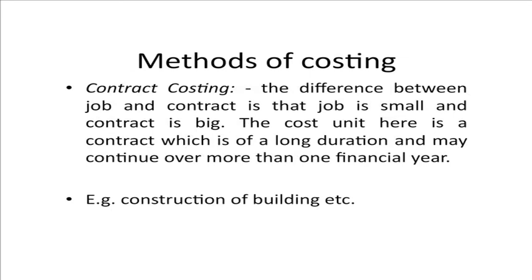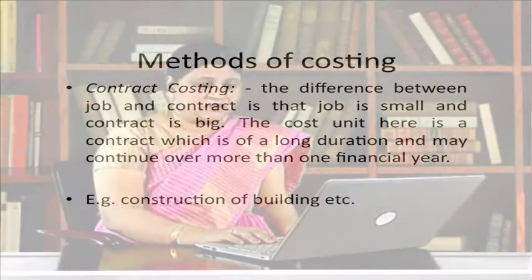The third type of costing is contract costing. The difference between job and contract costing is that job is small and contract is big. The cost unit here is a contract which is of long duration and may continue over more than one financial year. Example, construction of a building. So, contract costing is used where there is longevity of any job. Say for example, construction of a building, construction of a road. So, there will be work in progress.